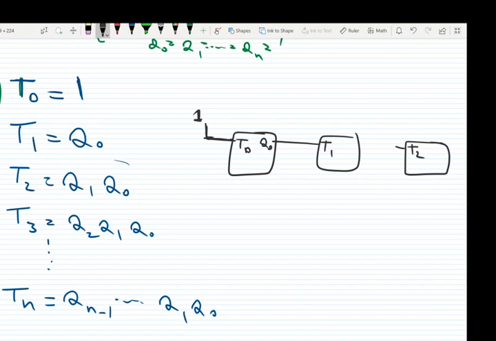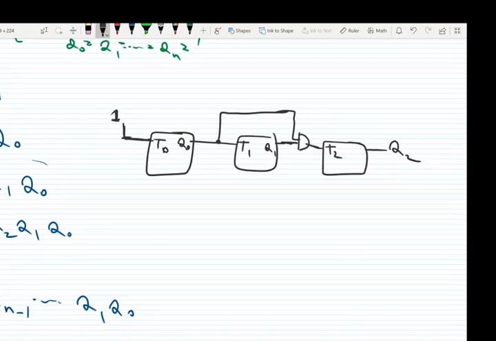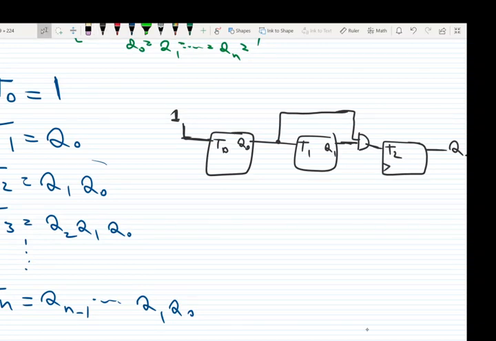T2 is connected to Q1, Q0. So we get Q1 here, like this. And Q2 is here. And of course, all of them have a common clock signal. Okay. Here is the clock signal.